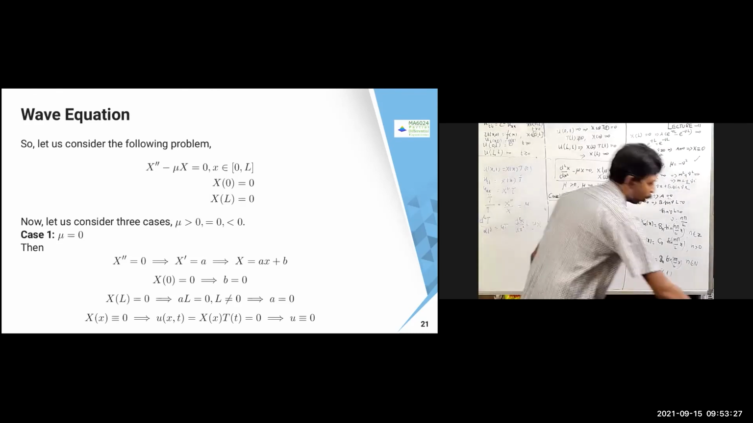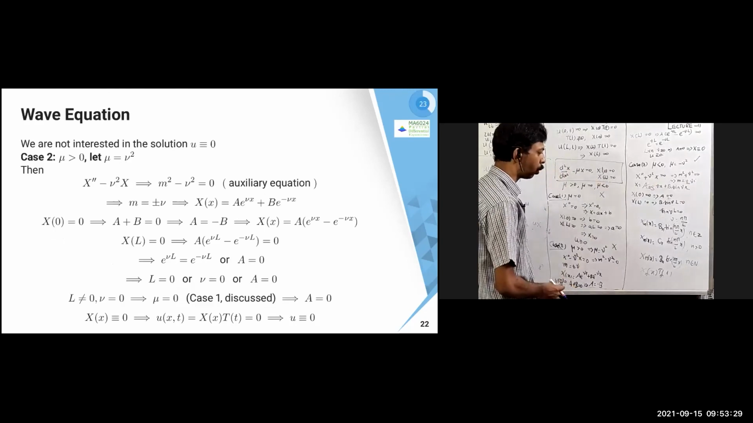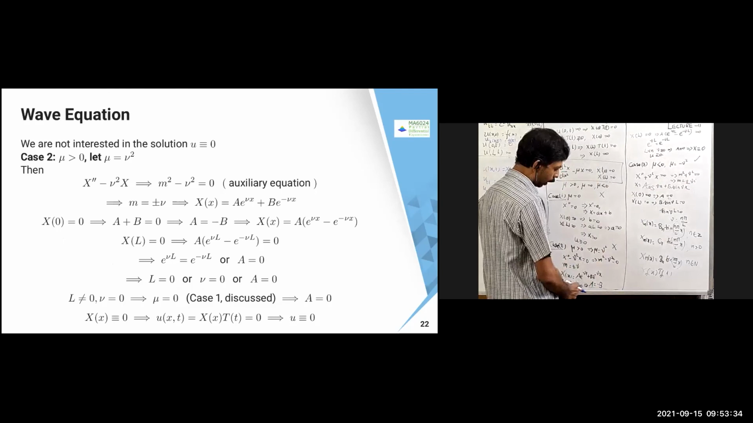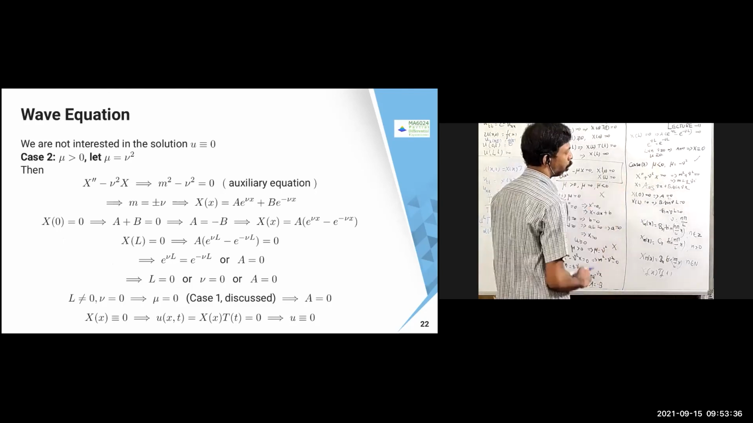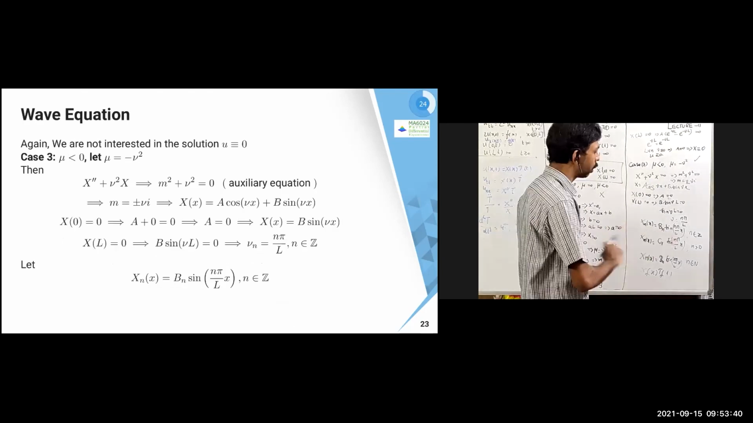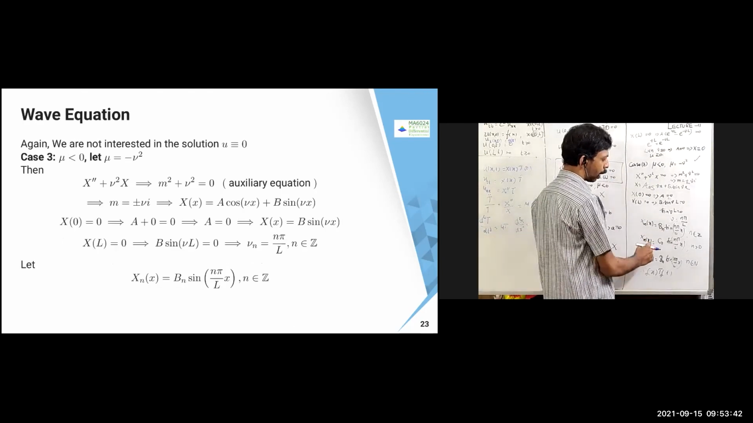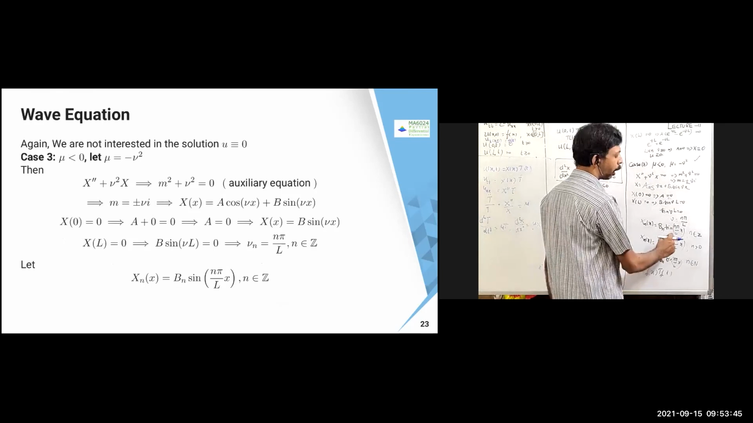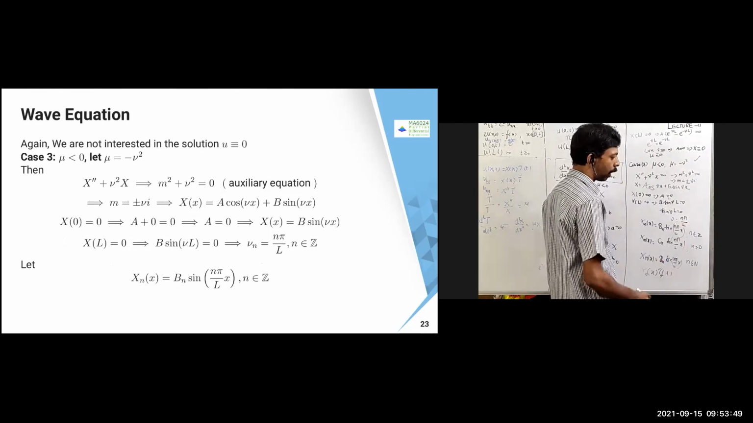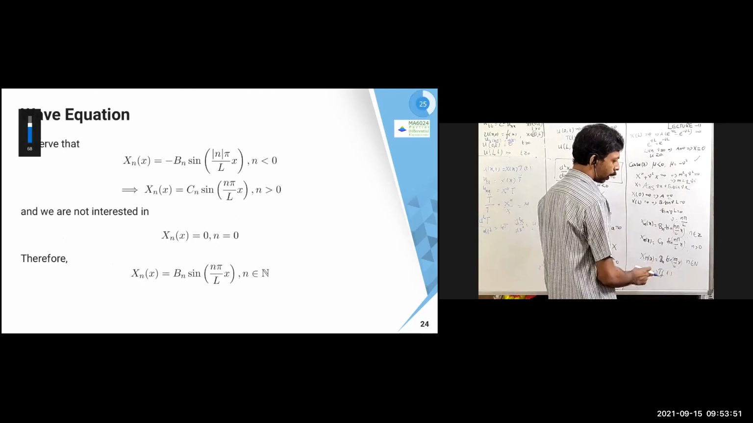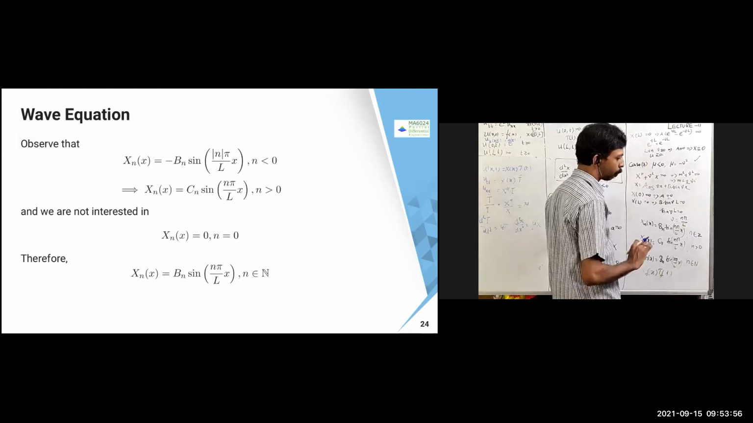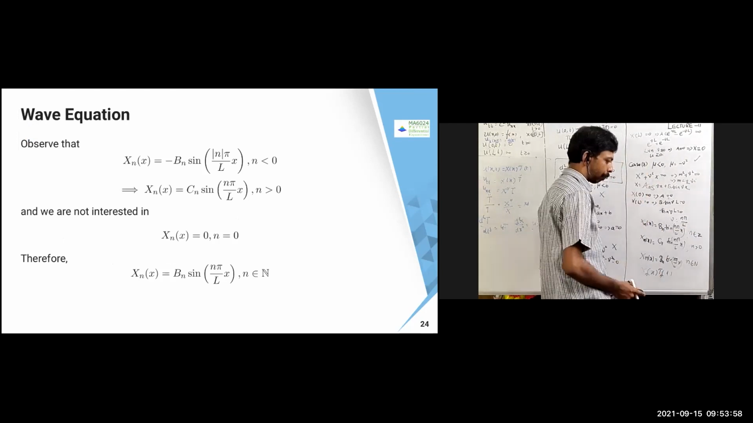Now mu greater than 0. Put mu greater than 0, then mu equal to lambda squared. Again use the same logic. Again you are going to get A equal to minus B, and u is going to become 0. Now mu less than 0, same thing. Then you are going to get X_n(x) equal to B_n into sin(n pi x / L), n belongs to Z. Apply the same logic. At the end you get X_n equal to B_n sin(n pi x / L), n belongs to N. Whatever I explained so far, the same thing is going to come here.